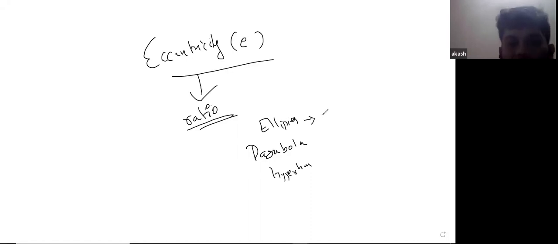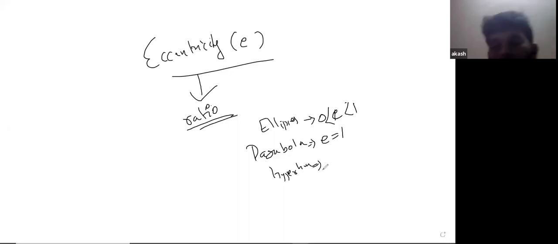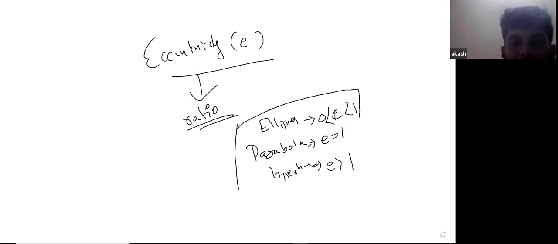An ellipse has eccentricity greater than 0 but less than 1. A parabola has eccentricity 1. A hyperbola has eccentricity greater than 1. Write this down. I'll explain what eccentricity is. First, learn the values. For ellipses, eccentricity is between 0 and 1.